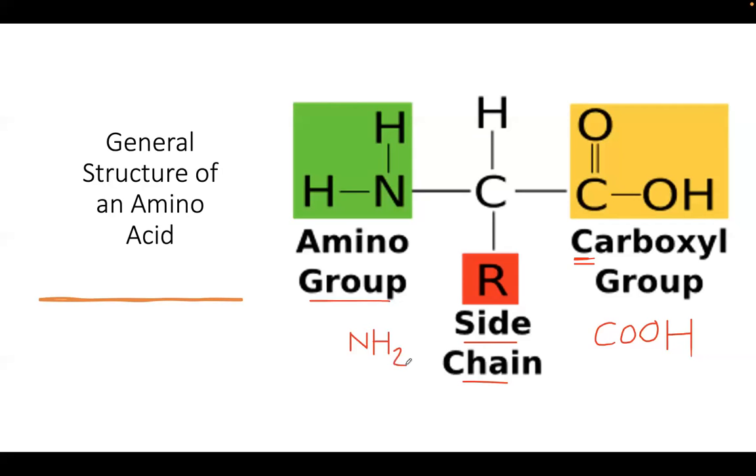Now the amino group is the NH2. Okay, so again, for the general structure of an amino acid, what are the three parts of an amino acid? Number one is the side chain. Number two is the amino group. Number three is the carboxyl group.